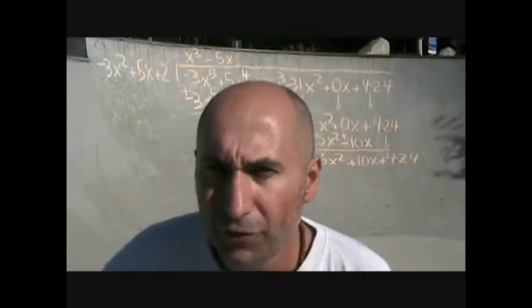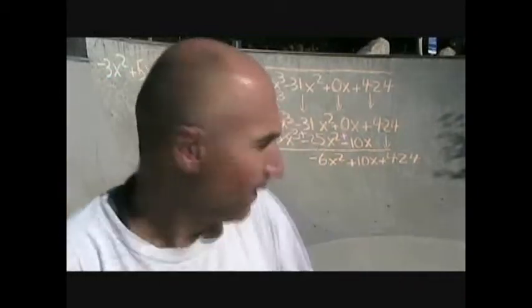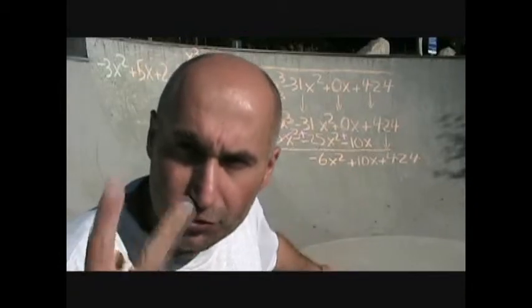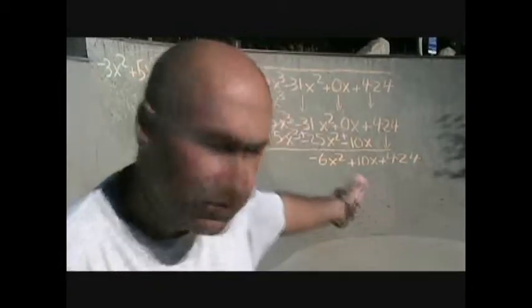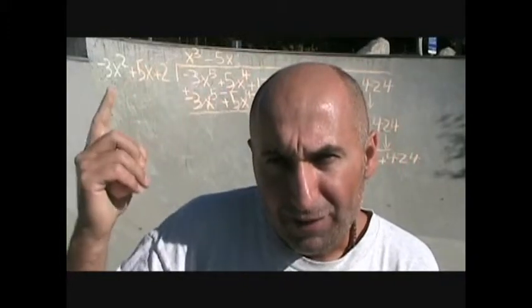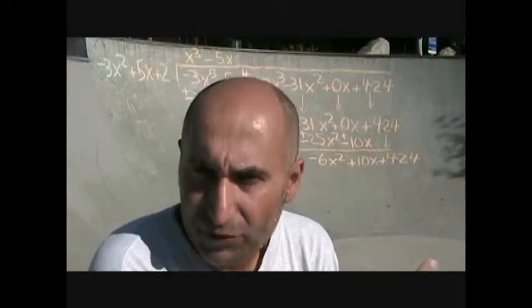So again, we're going to go back to the beginning. What are we going to multiply negative 3x squared by to give us negative 6x squared? That's just going to be 2, right? 2 times negative 3x squared is going to be negative 6x squared. And we're going to put the 2 up here and multiply out with this guy, this guy, this guy. Put everything down here, change all the signs, add them all together.